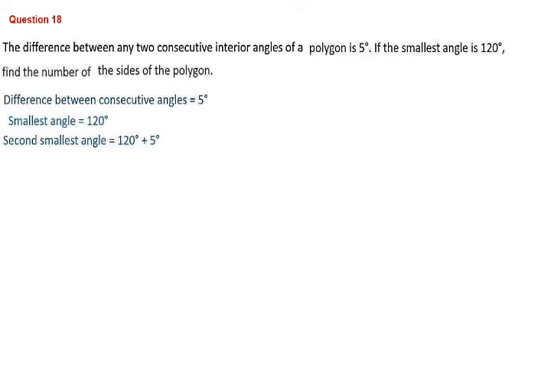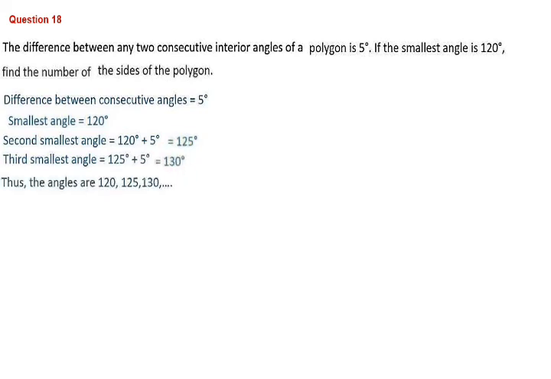120 plus 5, so 125, because the difference between two consecutive angles is 5 degrees and the smallest one is 120. So the next number will be 120 plus 5, 125. Then 125 minus 120 gives 5 degrees, the difference. The third smallest angle is 125 plus 5, that is 130. Then the angles are 120, 125, 130, etc. So here a is equal to 120, and the common difference is 125 minus 120, that is 5.